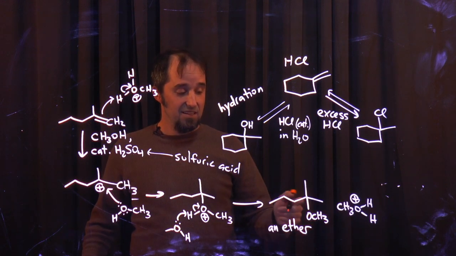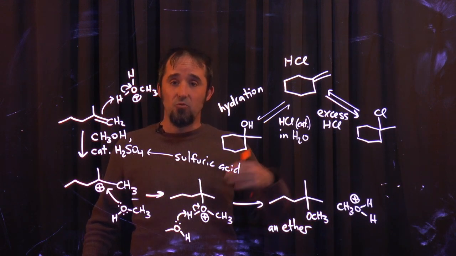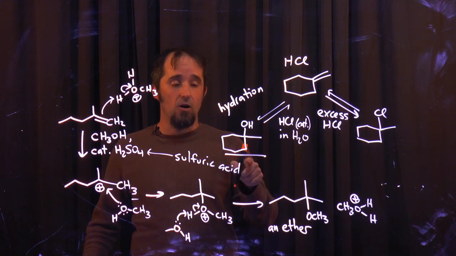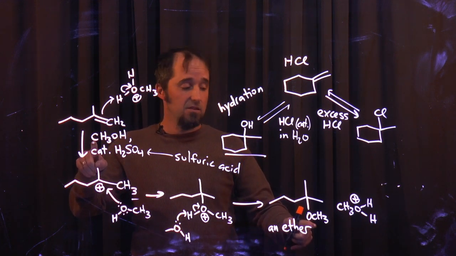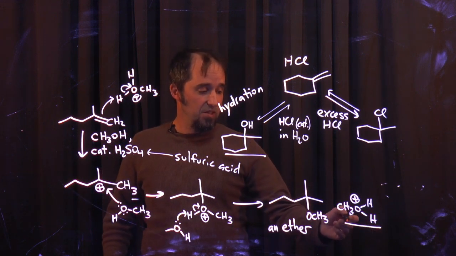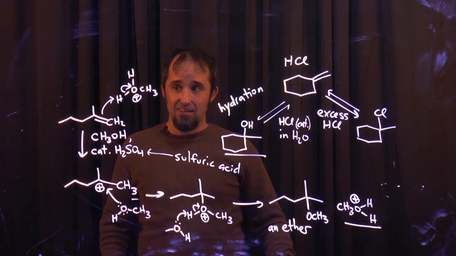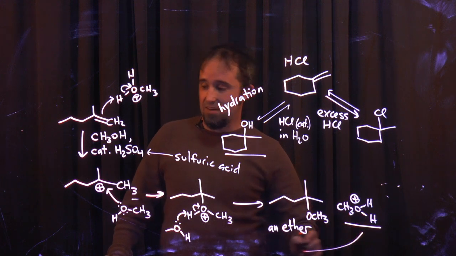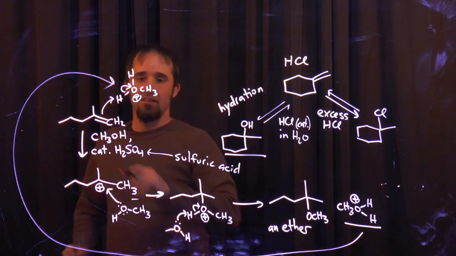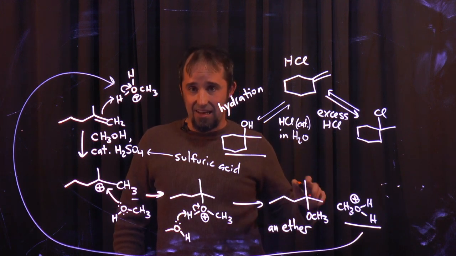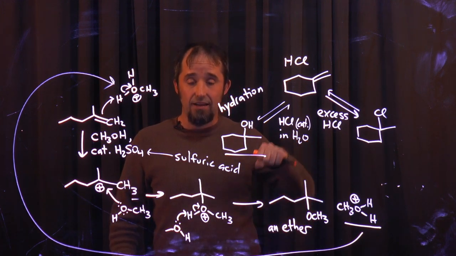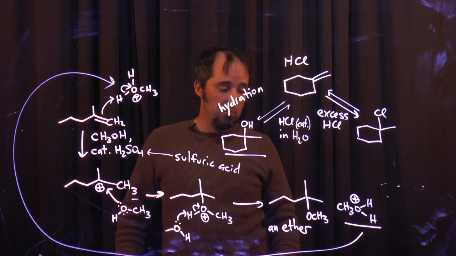Here are my products. I get an ether. So before, with water, I ended up with an alcohol. Now, with methanol, I end up making an ether. And I also end up with this strong acid that is now going to re-enter the catalytic cycle over there. Okay, so again, this is catalytic in acid. Acid turns the crank, but doesn't show up in the final product.